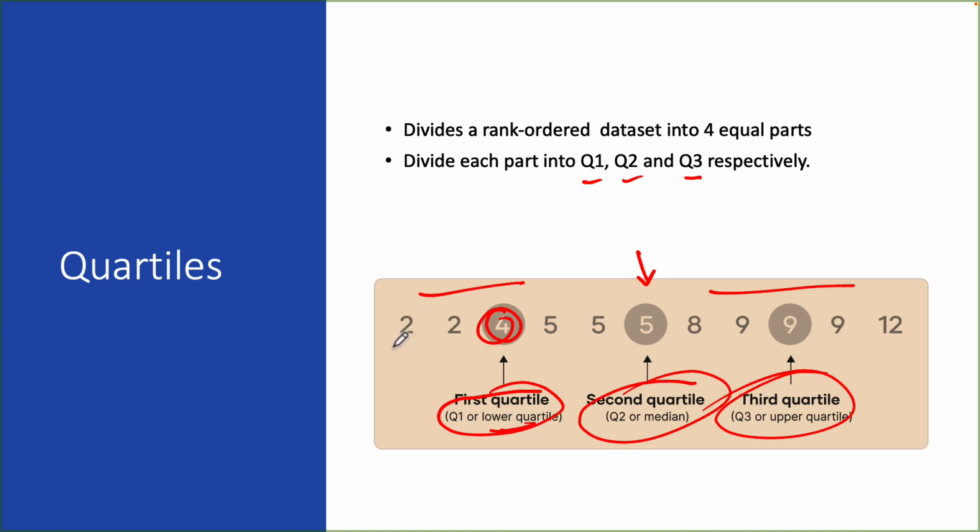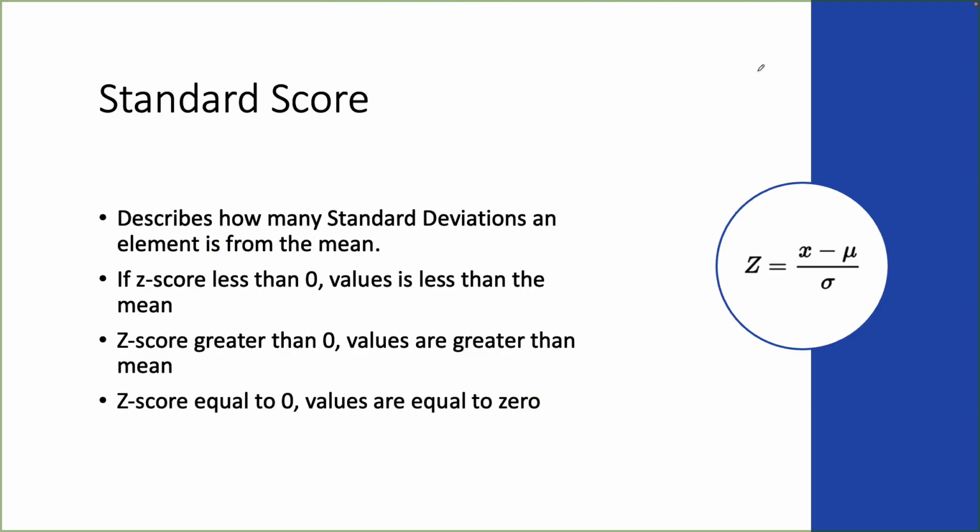As a result of this, I have divided the left part of my data into two parts. Similarly, I'll take the right part of my data set and find its median. In this example, that is 9, and I'll call it Q3, my upper quartile. This also divides the right side of my data into two parts. So in total, I have divided my data set into 4 equal parts, and that's the rule of quartiles. We also commonly find the interquartile range, which is given by Q3 minus Q1. Clear? Great.